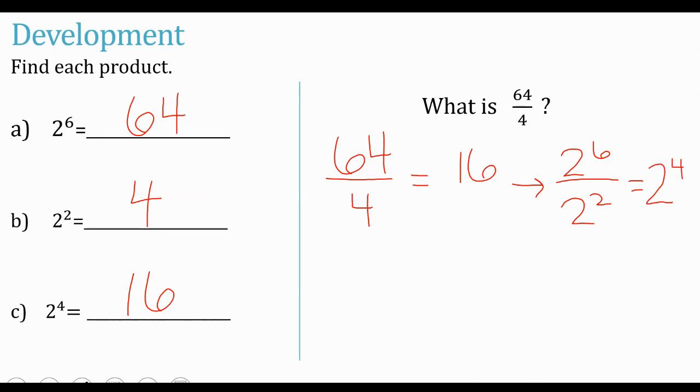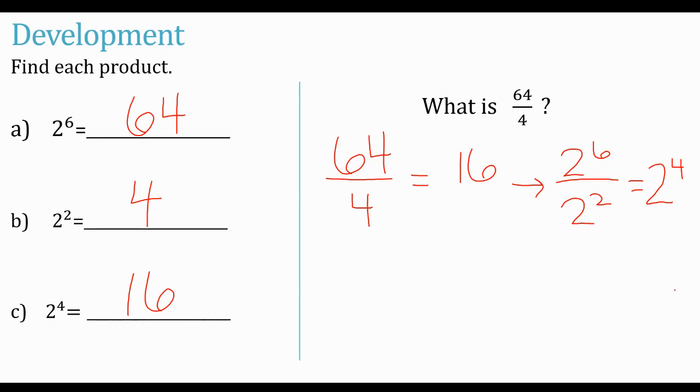Now what happened? Take a look at the exponents. What's happening with these exponents here? We have a 6, we have a 2, and we have a 4. Hopefully you noticed that we subtracted the exponents. So we had the same base, and we're able to subtract the exponents here to get our answer.